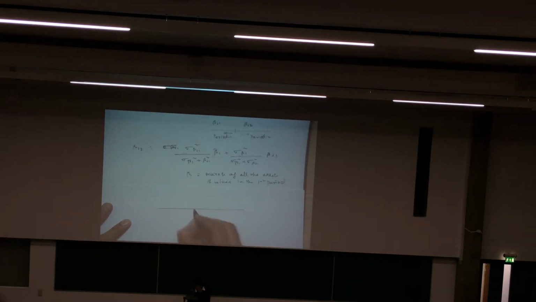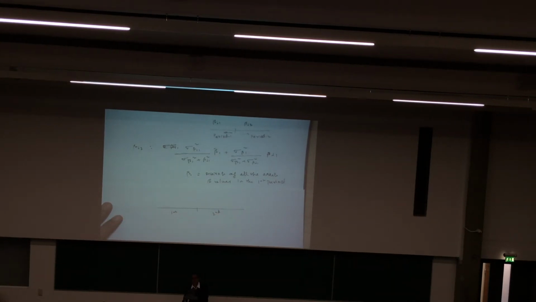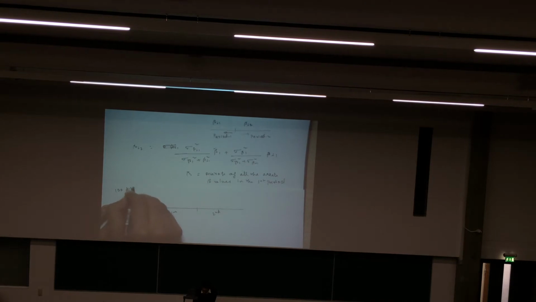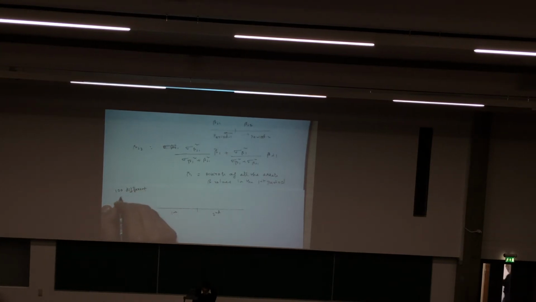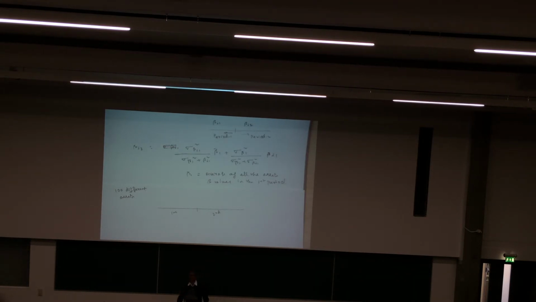Let us say that you have the first period and the second period, and you have 100 different assets, okay? 100 different assets are considered. So how many betas do you have in the first period? If you have 100 different assets, how many beta values could you expect? 100, okay? So I'm just noting down the values of those individual assets' beta values.